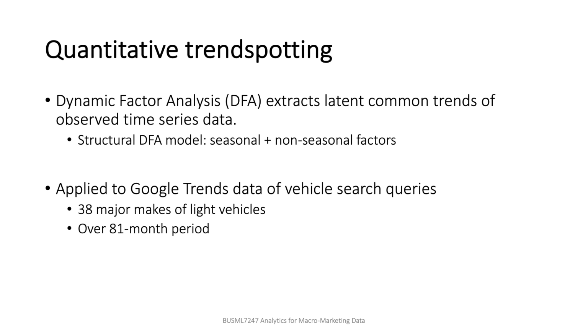This article focuses on the quantitative trend spotting. The authors use dynamic factor analysis, DFA in short, to extract latent common trends of observed time series data. They also propose an extension of the standard DFA model to distinguish seasonal factors from non-seasonal factors. They applied the analysis method to Google Trends data of vehicle search queries.